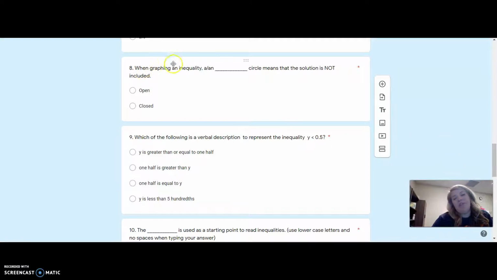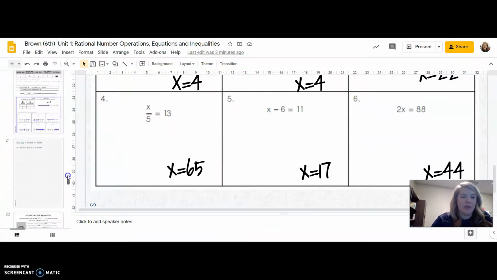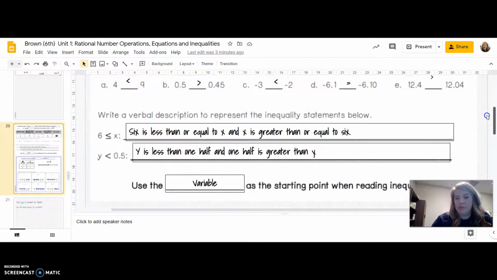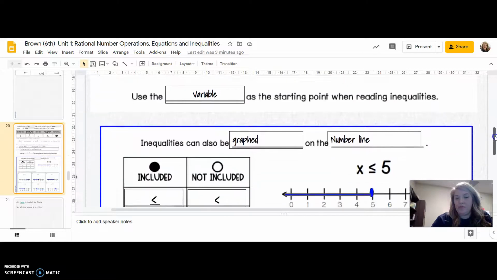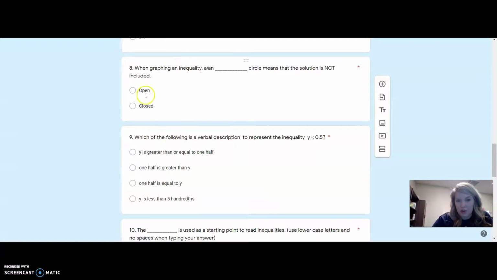Number 8, when graphing an inequality, a blank circle means the solution is not included. So if I go to my inequality notes, I'm going to keep scrolling down. Here they are. Here's the part about the open circle and the closed circle. It is not included. Here's my inequality stuff, so this should be an open circle.